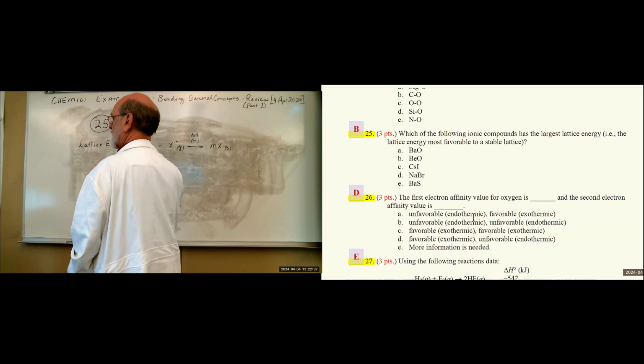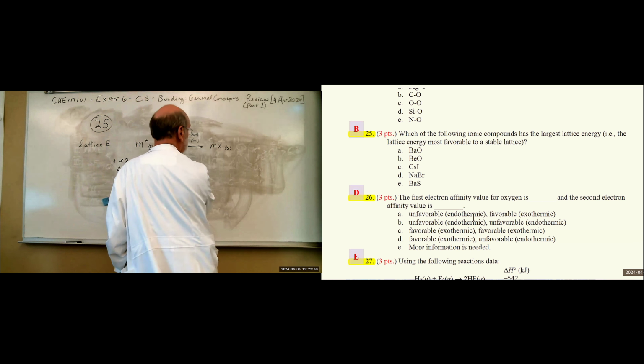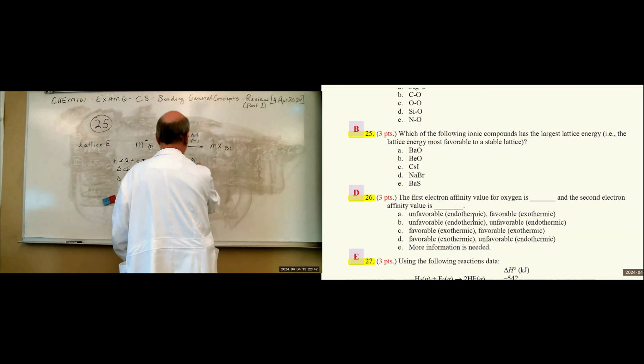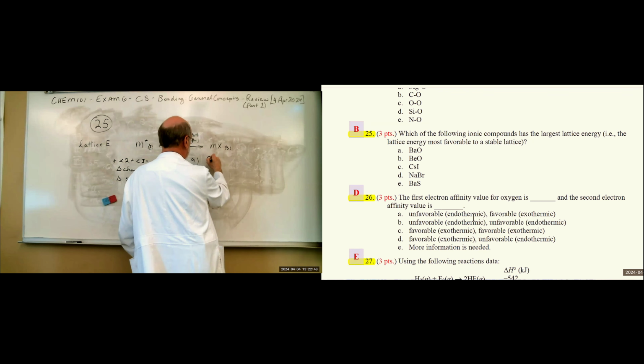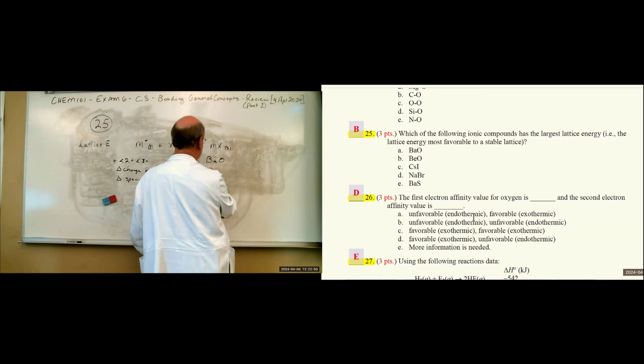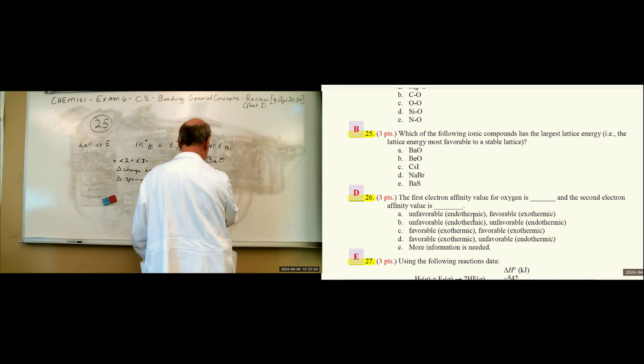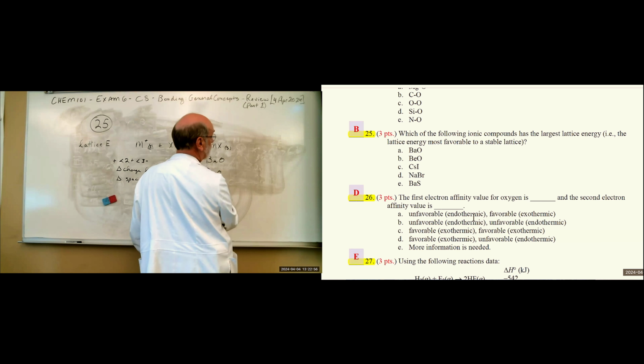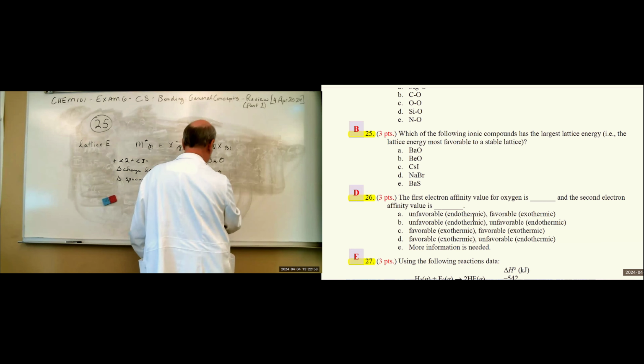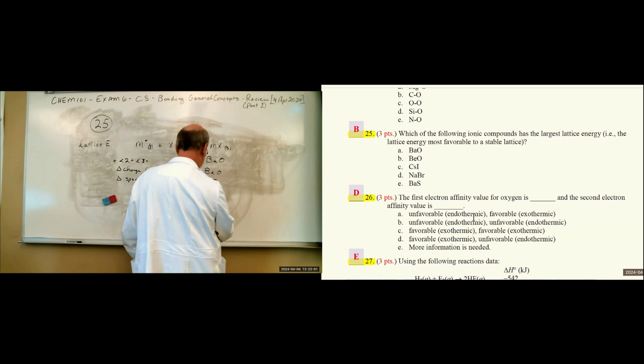Let's see, where's barium? Barium is 2 plus. Let's just put them in order: A, B, C, D, and E. Gotta make more sense. We got barium oxide, beryllium oxide, cesium iodide, sodium bromide, and barium sulfide.